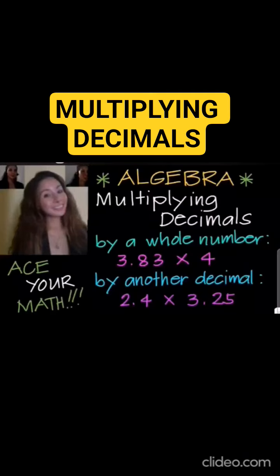Done by ignoring the decimal point and multiply the numbers. Then the number of decimal places in the product is equal to the total number of decimal places in both the given numbers. So let's try solving some examples here.